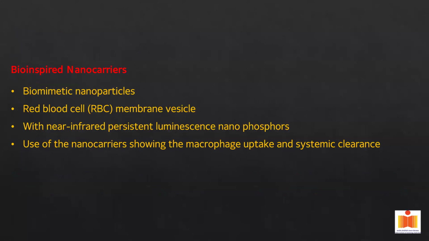So bio-inspired nano. Bio means something like biological. So what is this? They are biomimetic nanoparticles. Like you have RBCs, which have a membrane. And again, they have a lot of actions, like in the form of near infrared persistent luminescence, in the form of nanophosphors. So they use nanocarriers for macrophage uptake and systemic clearance. Macrophage is an important entity for infection or inflammation, so tracking it and following it. So ultimately, everything is important.